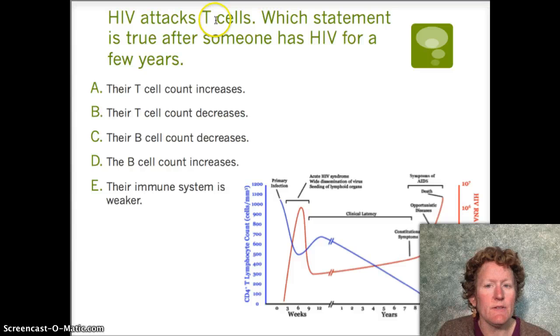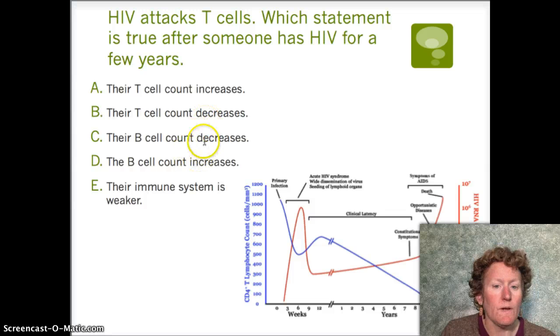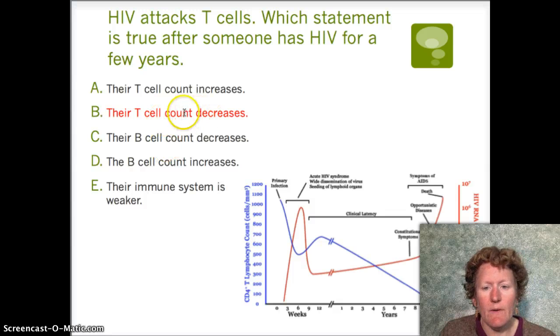HIV attacks your T cells. Which statement is true after someone has HIV for a few years? Does their T cell count increase, decrease, or is it about their B cells? Their T cell count decreases over time. Here's the blue line. Their T cell count goes down, and that weakens their immune system.